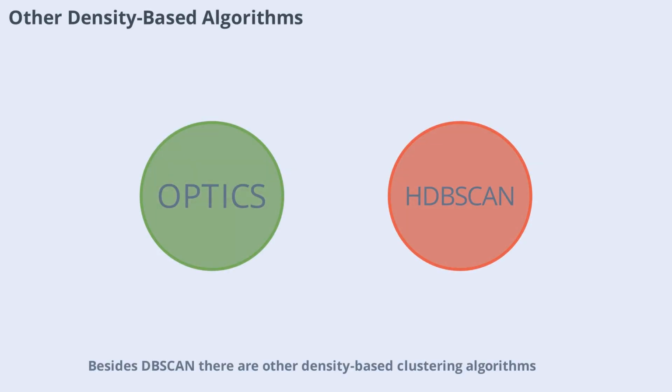Besides DBSCAN, there are other density-based clustering algorithms such as OPTICS and HDBSCAN. OPTICS addresses DBSCAN's sensitivity to parameter selection by ordering points based on density. HDBSCAN extends DBSCAN to handle clusters of varying densities. These algorithms offer more flexibility and can be better suited for complex datasets.